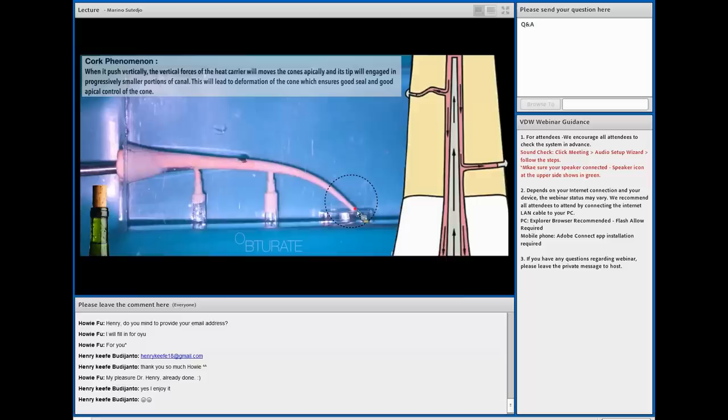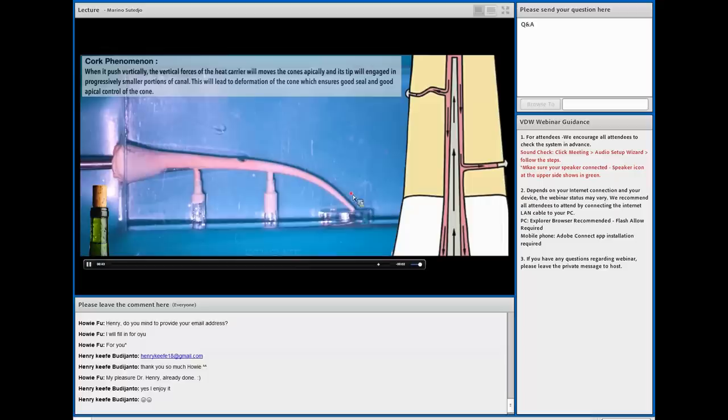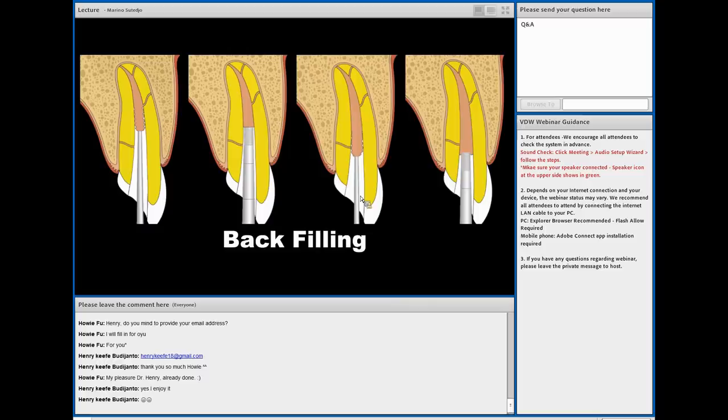This is important because if the gutta percha is close to or at the working length, and when you apply heat and condense vertically, you might end up with overfilling or overextension of your gutta percha. So that's why we need to understand the right size of your gutta percha with the right depth of our heat plugger. And after we filled, do some downpacking, and now it's time for us to backfill.